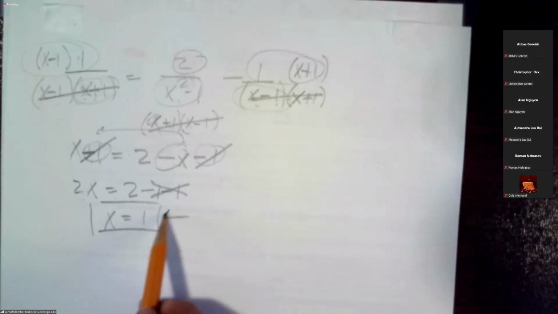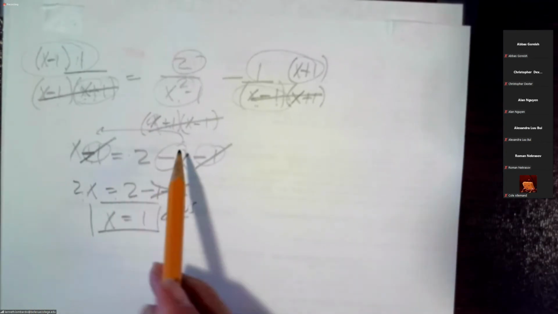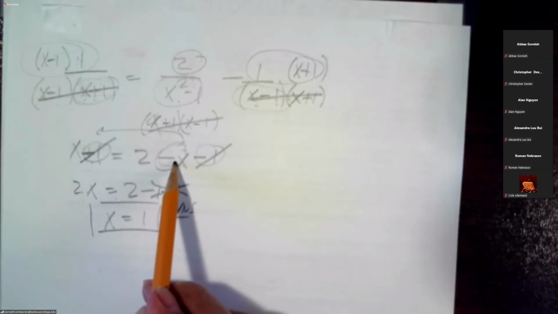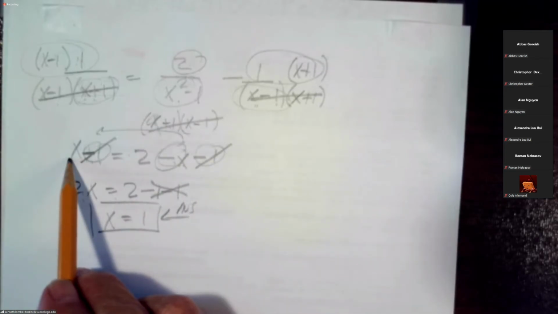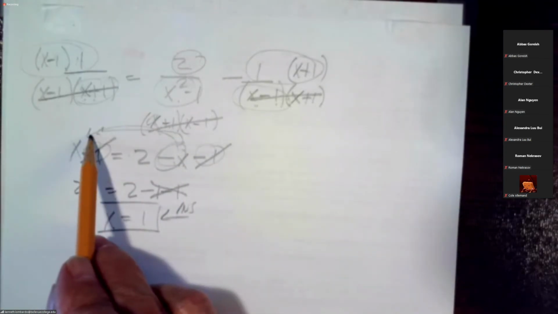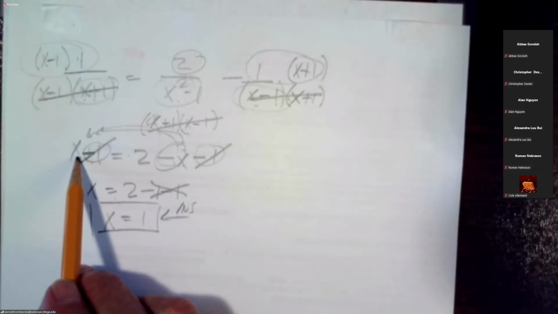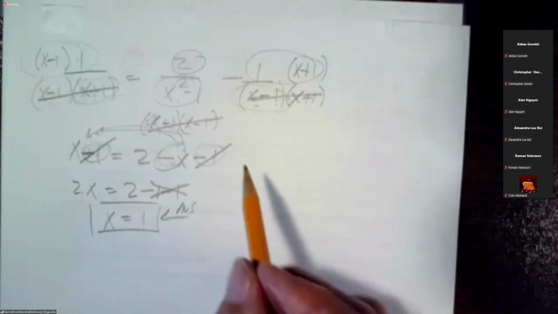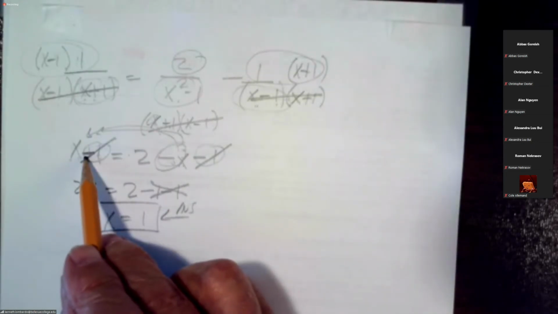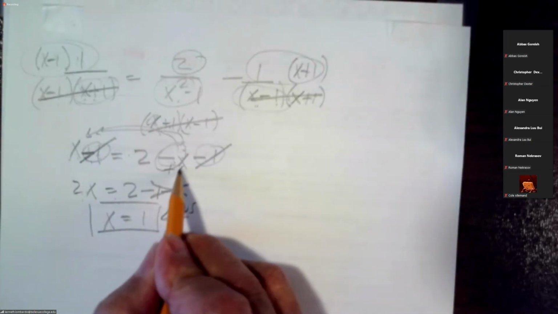Wait, where did you get 2x? I had a negative x on the right side and a positive x on the left side. If I bring this negative x to the left side, it becomes positive. Am I right? You're adding an x. Yep. You bring this x from the right side to the left side. How do I get it there? By adding an x to each side.